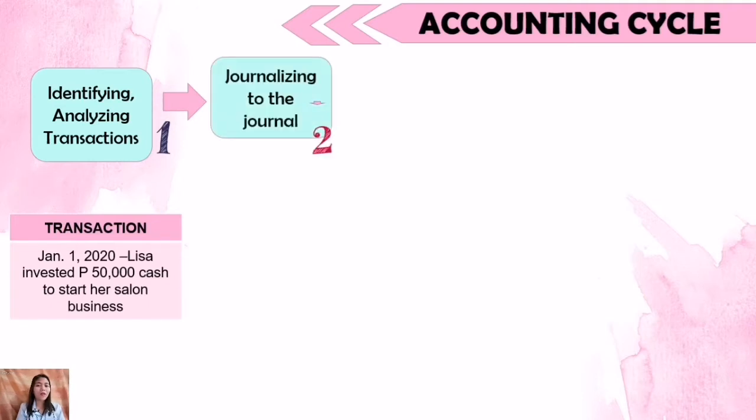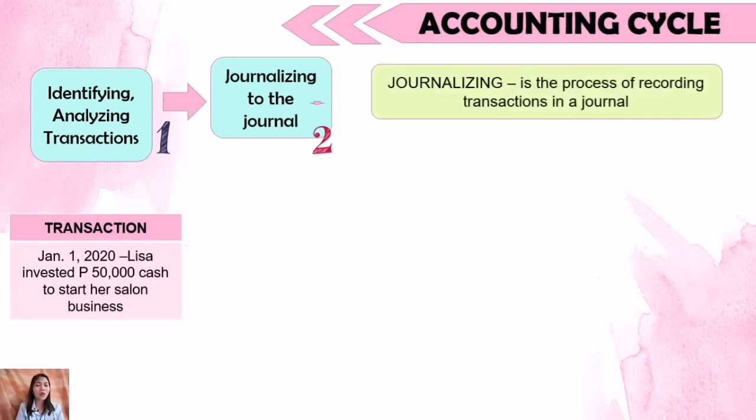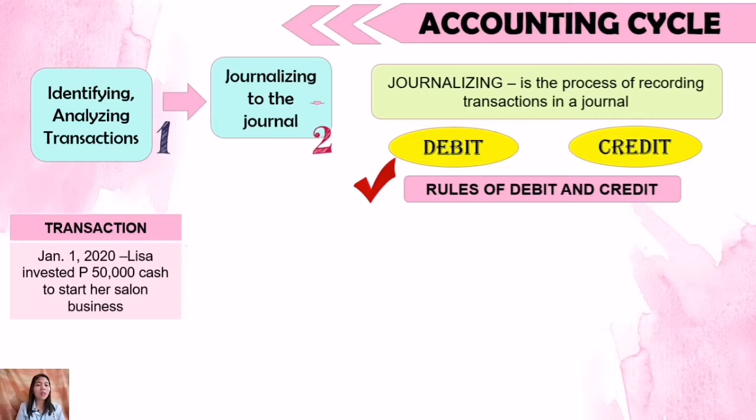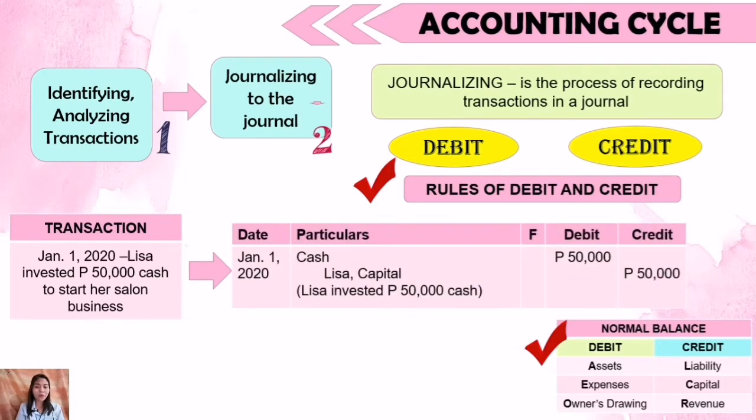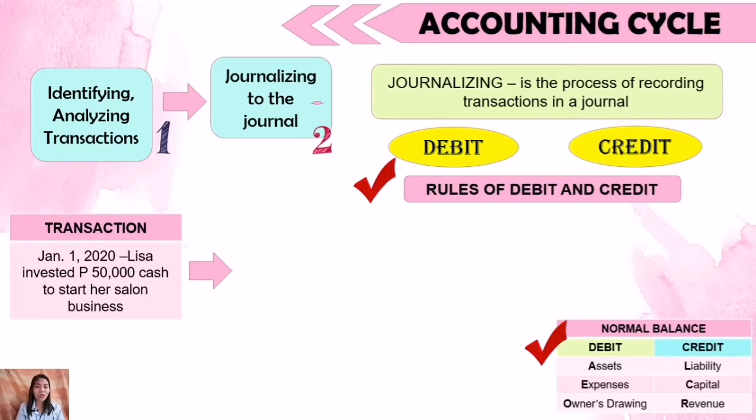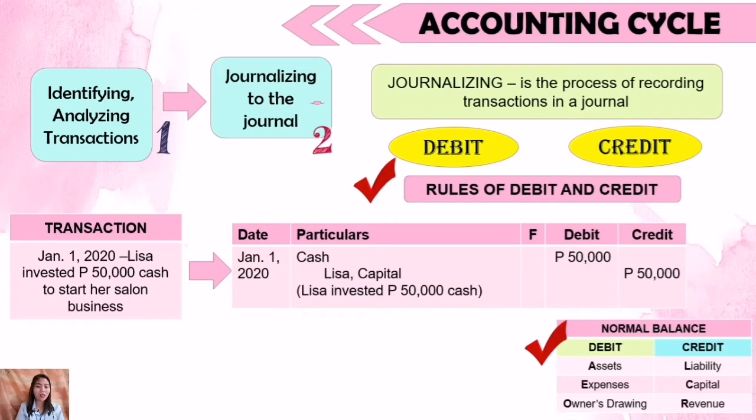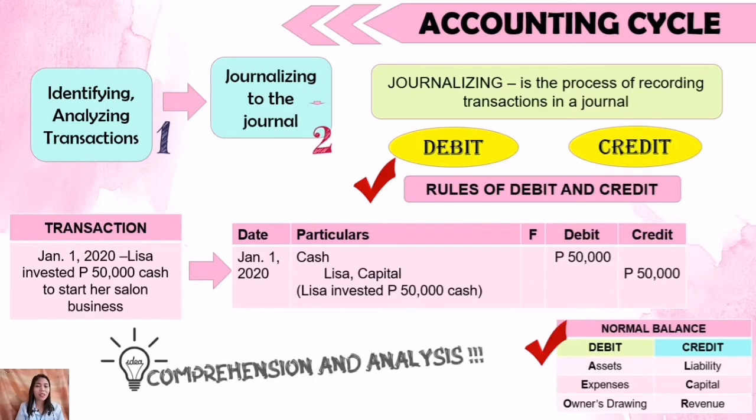Next, after identifying the transaction, let's say we have this identified transaction below, an investment of Lisa to her business. Next step is journalizing to the journal. Under this, we have the process of recording transactions in the journal, which is journalizing. Here, we have the debit and the credit side. What you need to know here is the rules of debit and credit and the normal balances of each type of account. Now, given the transaction, the journal entry for that is this one. Date, then debit cash, credit Lisa capital, explanation, and then the amount. That's it. Under this step, you need comprehension and analysis.